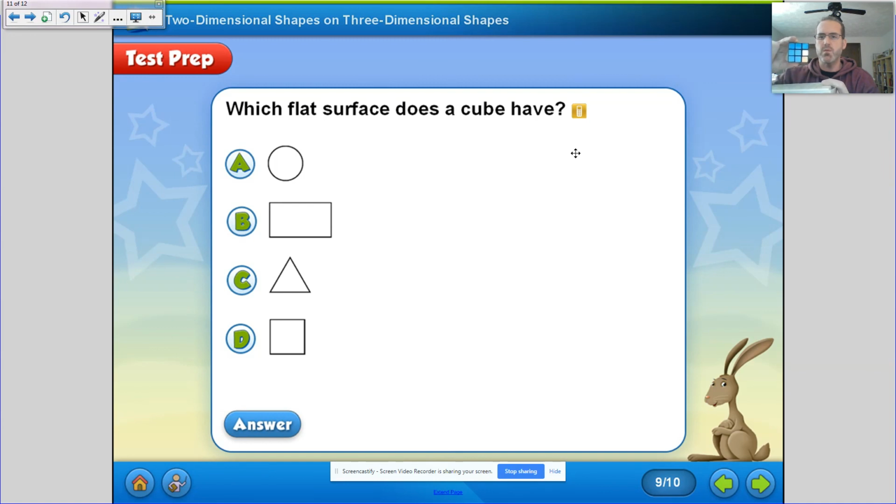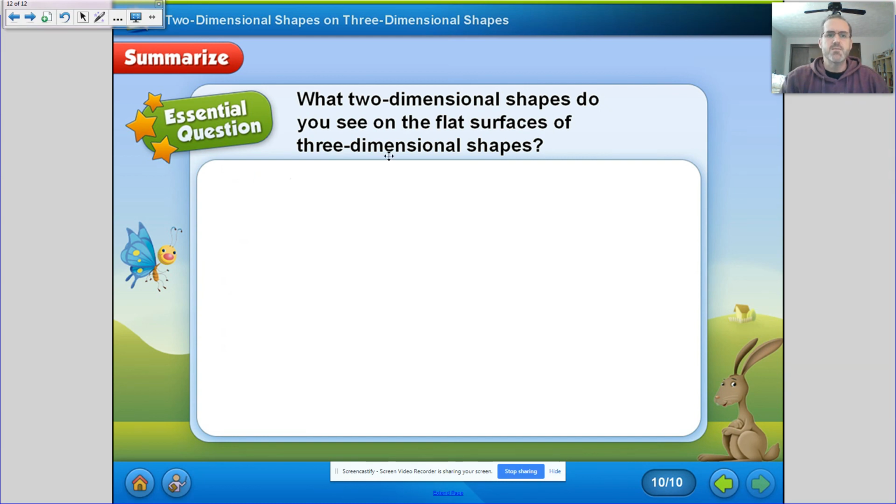That shape, the whole thing, and even the little ones are squares, right? So we know that that cube has squares. So we're going to say C, right? Oh, sorry, D. It's a square, D. Again, doing our best, right? So we've talked a bunch about these. So let's look. Where do we see flat surfaces on three-dimensional shapes?